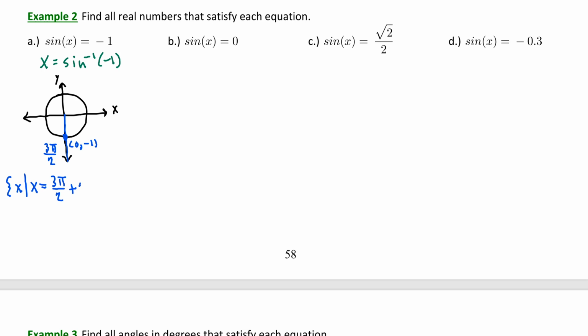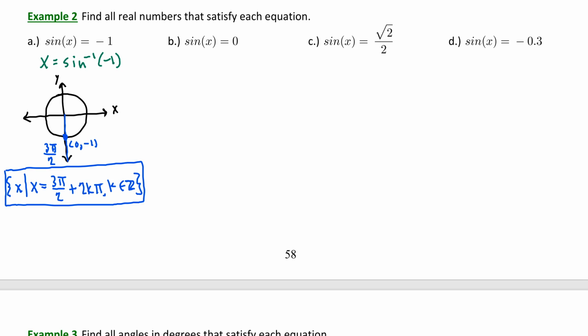And I'm going to add a multiple of 2 pi to express all other angles coterminal with that one, and we will have then found all possible solutions to that equation. It is a conditional equation, yet it has an infinite number of solutions.